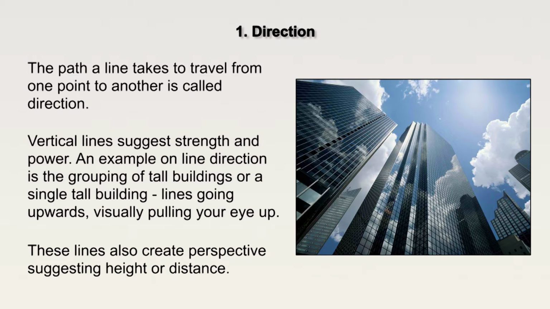An example of line direction is the grouping of tall buildings or a single tall building. If you see the image here, we can spot that the lines are going upwards, visually pulling your eye upwards. These lines also create perspective, suggesting height or distance.